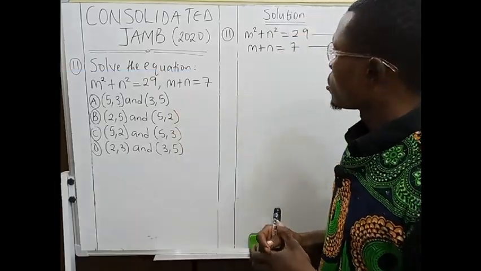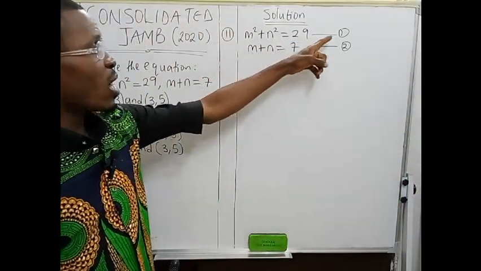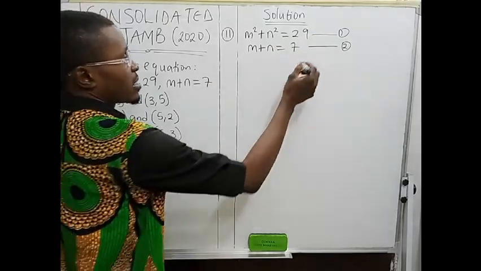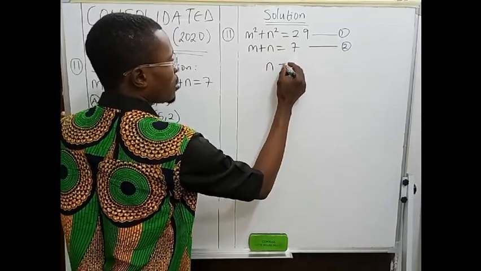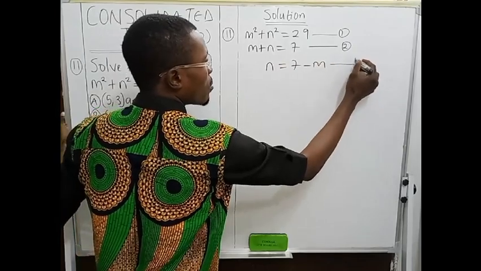Now, number 11, we have this on the board. We have to solve this equation. This is what we have here. I call this equation 1 and this equation 2. To solve this, I start with equation 2. From equation 2, I can have n equals 7 minus m. Let me call this 3.